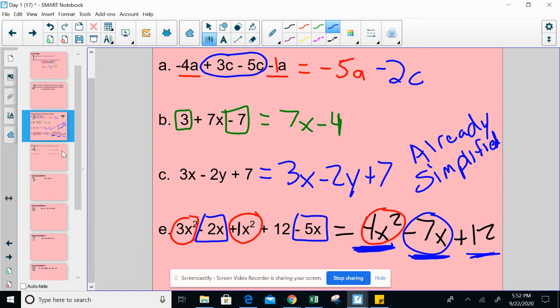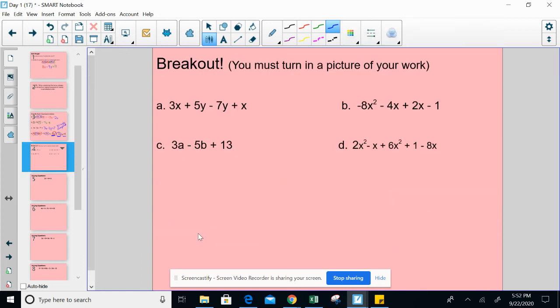All right, guys, other than that, these 4 problems are the ones you're going to do. Make sure to go into the Google Doc, type in your answers, you'll be good to go.